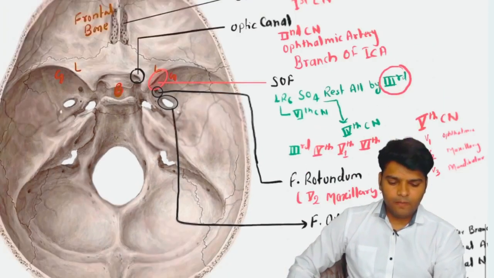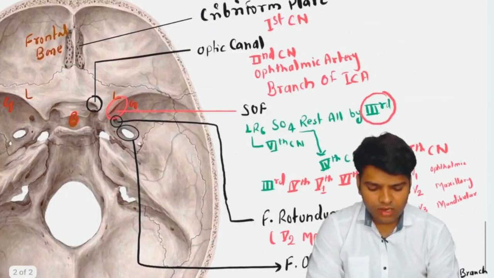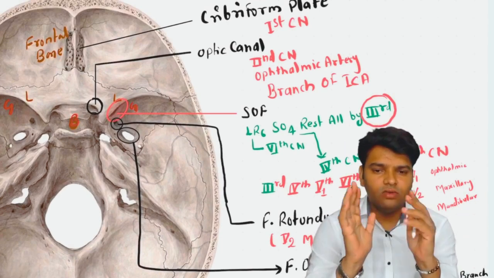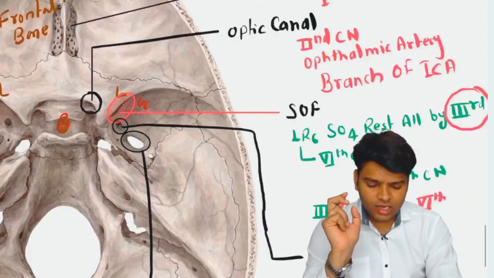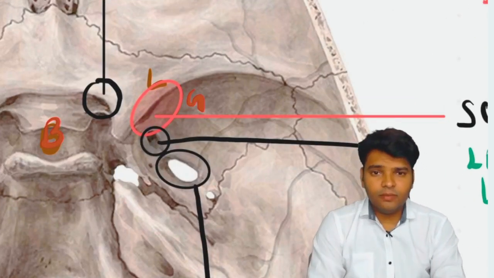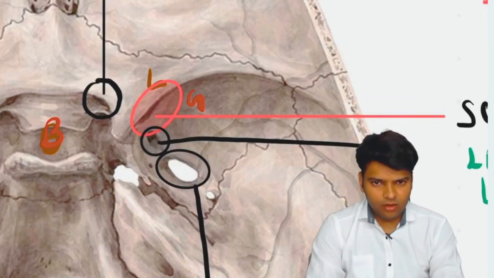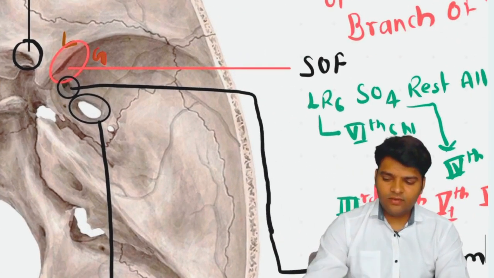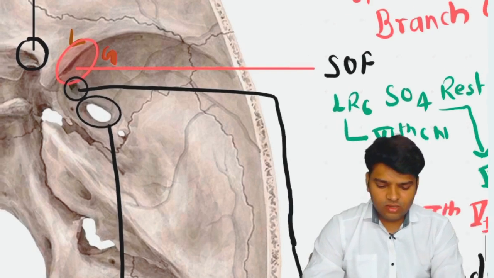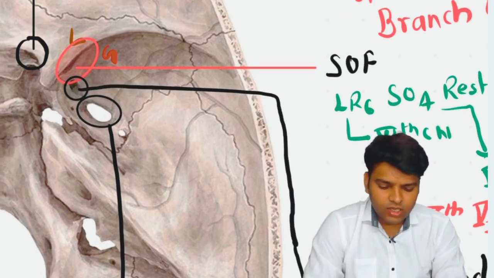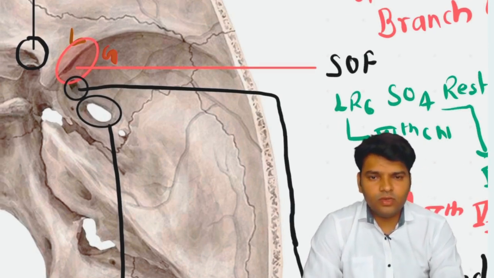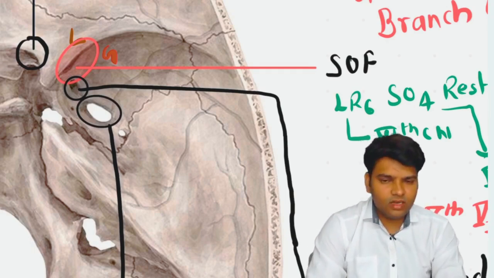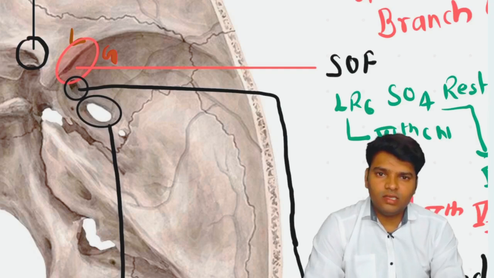The first is the cribriform plate, from where the first cranial nerve passes. After that, the optic canal, through which the optic nerve passes along with the ophthalmic artery. After the optic canal, you will see the superior orbital fissure, and as I told you, the main structures pass through it. I have told you a formula also: LR6 SO4, rest all by 3.